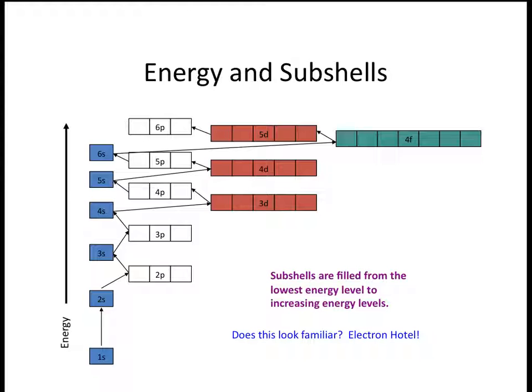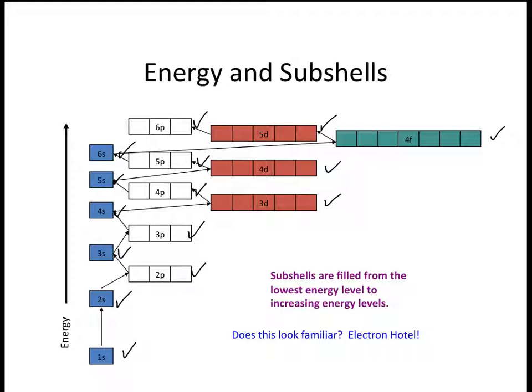As mentioned in the previous slide, there is a certain filling order. Hopefully this slide looks familiar. It looks very similar to the electron hotel. The filling order is going to be 1s, 2s, 2p, 3s, 3p, 4s, 3d, 4p, 5s, 4d, 5p, 6s, 4f, 5d, and 6p.